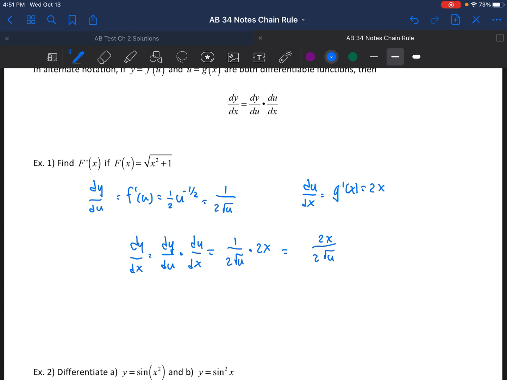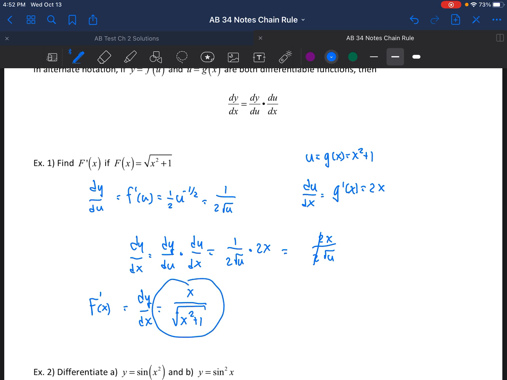And you go, 2 square root me? No, 2 square root u. Remember, I said u was equal to g of x, which was x squared plus 1. Back subbing then, we've got dy dx, which is the derivative of our function, is 2x, I cancel that 2, x over the square root of u. Square root of u is x squared plus 1. There's our derivative.